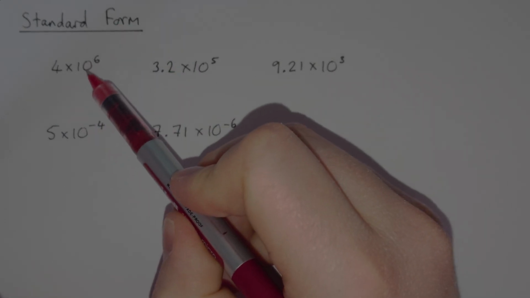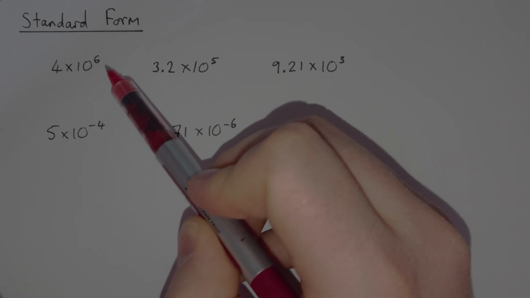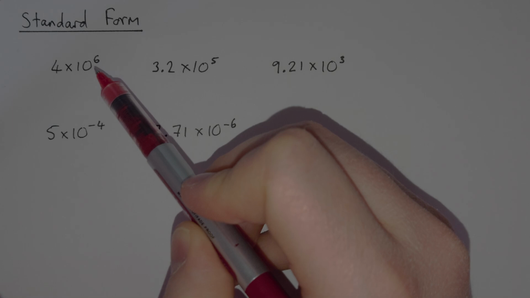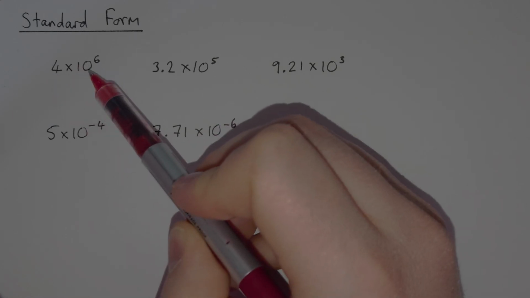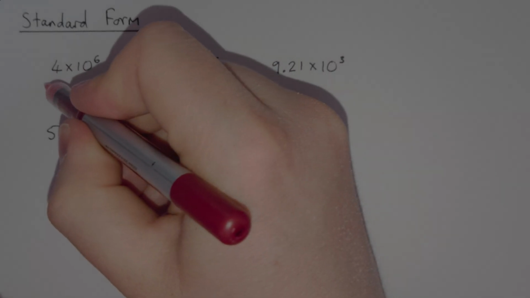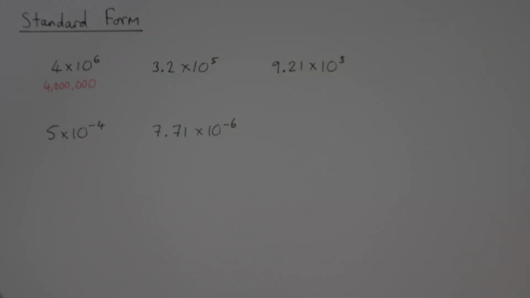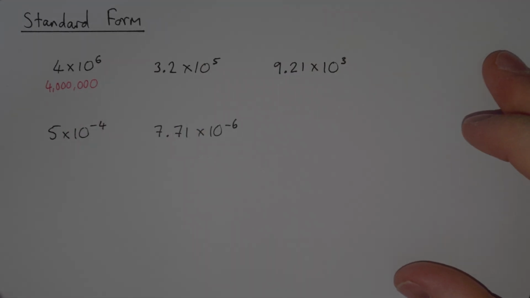So you should know that 10 times 10 times 10 times 10 times 10 times 10 is 10 to the 6. If you do that, you get a million. So this is 4 times a million. Well, 4 times a million is 4 million. Don't think I need a calculator for that one. Also known, I suppose, as 4 with 6 zeros on the end.